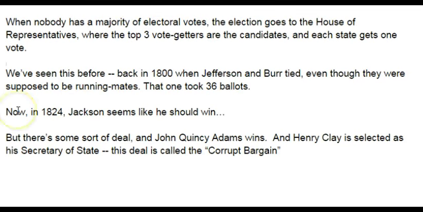But now in 1824, it seems like Jackson, with the popular vote and the electoral vote, if you don't have a majority, but you have the most, it's called a plurality. So he has those pluralities. He got the most votes of anyone. It seems like he should win, but there's some sort of a deal that's made. And John Quincy Adams ends up winning.